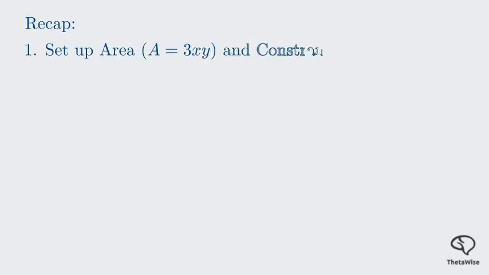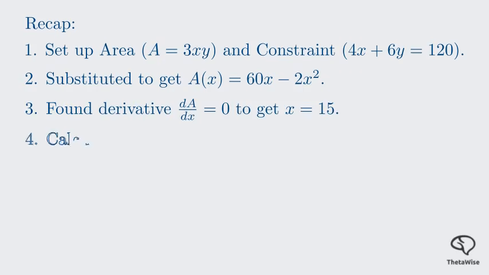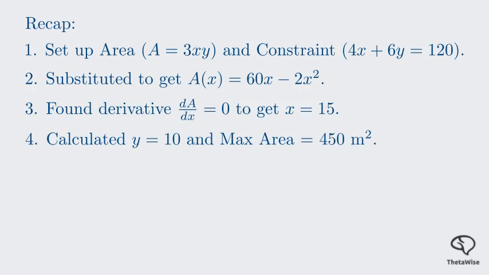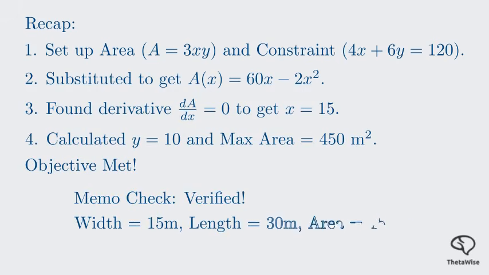Let's quickly recap our optimization process. We successfully found the dimensions that maximize the area by following our 5-step optimization strategy. We defined variables, created a constraint equation and an objective function, used the constraint to get the objective in one variable, differentiated it, and found the value that maximized the area. Objective met. The memo confirms that for maximum area, the width is 15 and the length is 30, and the area is 450. Our answers are verified.